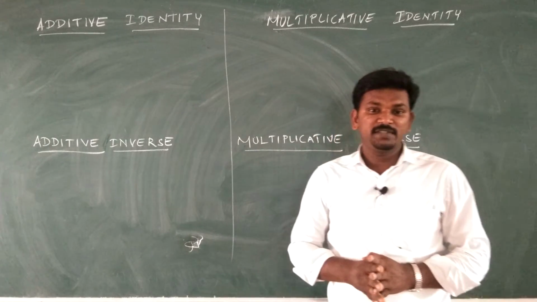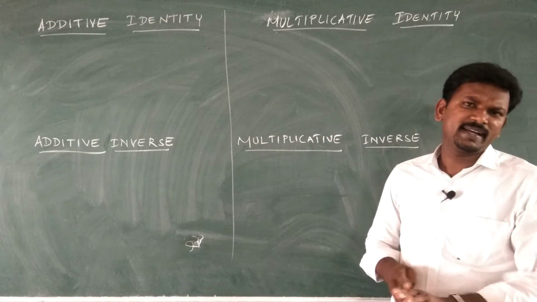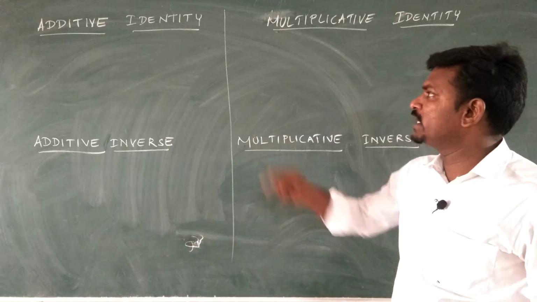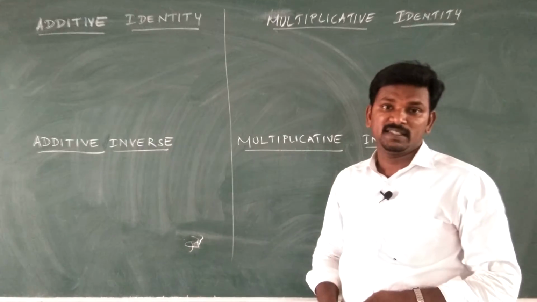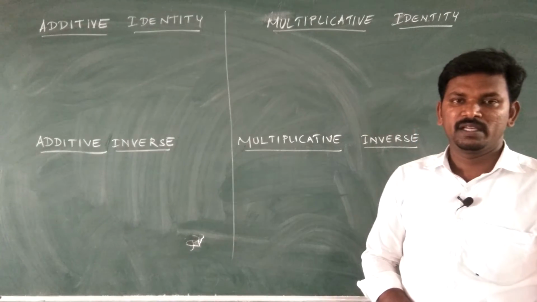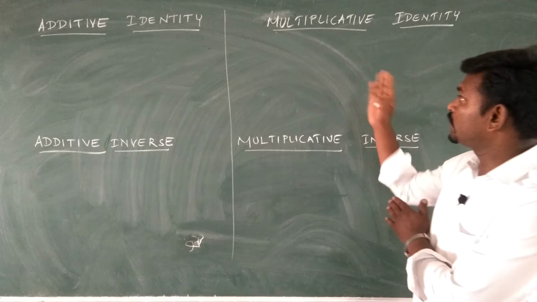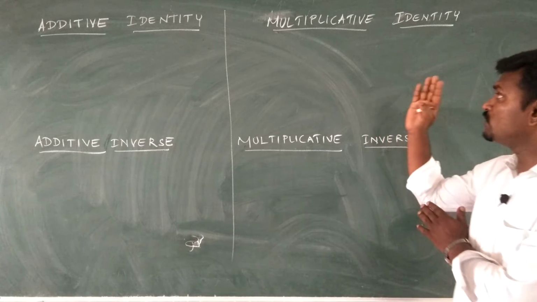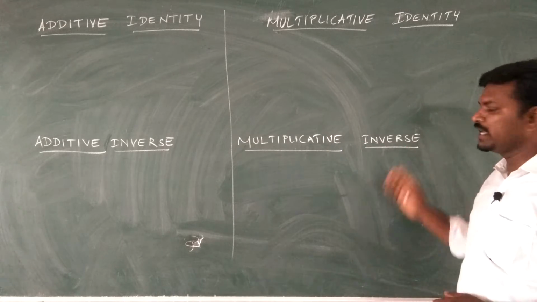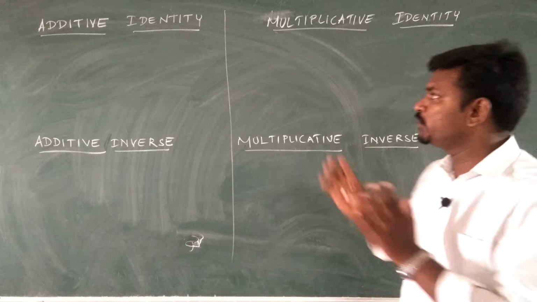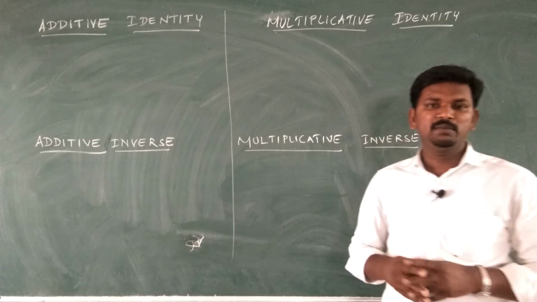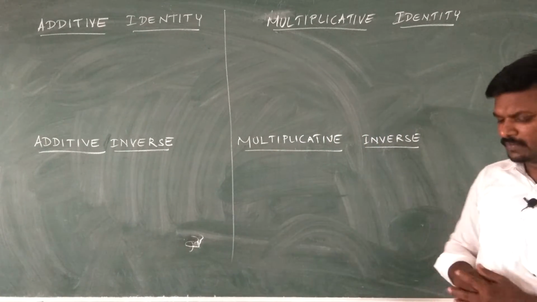Hello students, in this video we are going to learn four things. The first one is additive identity, then the second one additive inverse. Like that we are going to learn what is multiplicative identity and multiplicative inverse. So: additive identity, additive inverse, multiplicative identity and multiplicative inverse.